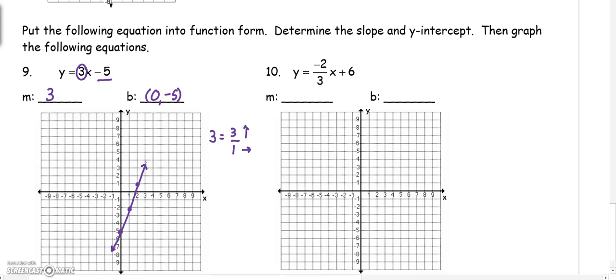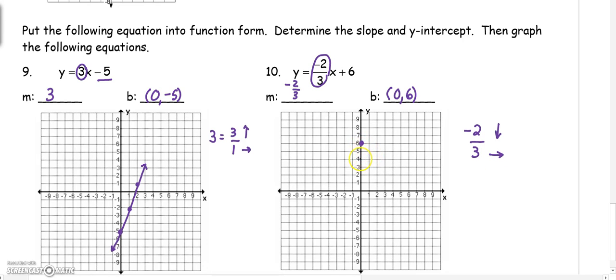Same thing in number 10. My slope is the number in front of x, so my slope is -2/3. My y-intercept is the number that's by itself, so 0, 6. So when I start my graph, I'm going to start at 0, 6. My slope is -2/3. So the number on top is my change in y, which means I'm going to go down 2 units. I'm going to go to the right 3 units.